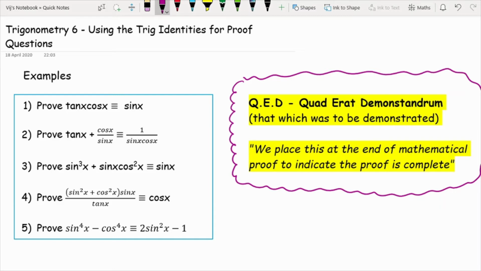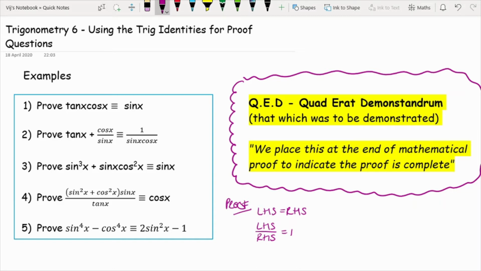Now, as I said, there are several ways in which we can go about these proof questions. One way is to make the left hand side equal the right hand side, but we can also divide the left hand side by the right hand side and make that equal to 1. Now, one question that usually gets asked by my students is, do we always need to use this? Well, in some cases, yes.